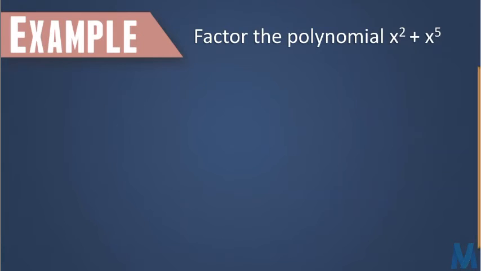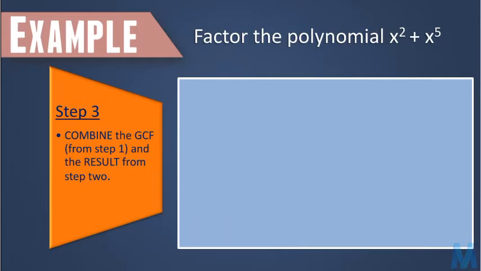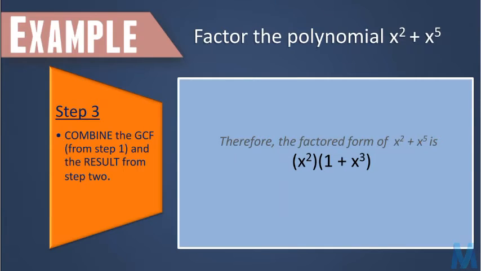Then for step 3, we're going to combine the GCF from step 1 and the result from step 2. So we have here the result from step 1 or the GCF is x squared and the result from step 2 is 1 plus x cubed. Hindi yung magkalipat, magbutang sang parenthesis. If we are going to combine that, amun yung sangwaya. Therefore, the factored form of x squared plus x to the 5th is x squared times quantity 1 plus x cubed.